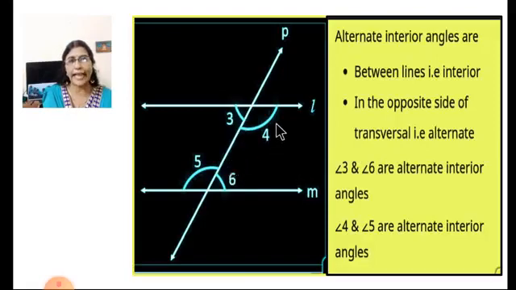Same way you see angle 4 and here angle 5. Angle 4 is on the right side of the transversal. Angle 5 is on the left side of the transversal. So we can call these two angles alternate interior angles. Even these two angles you can see here, angle 3 and angle 6, are also alternate interior angles. Same way angle 4 and angle 5 are alternate interior angles.